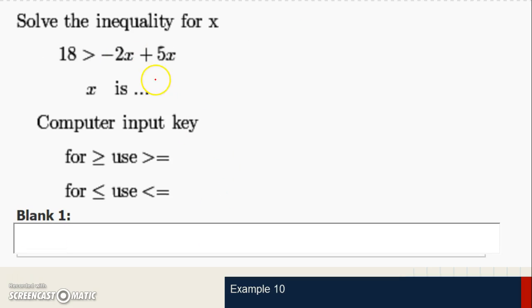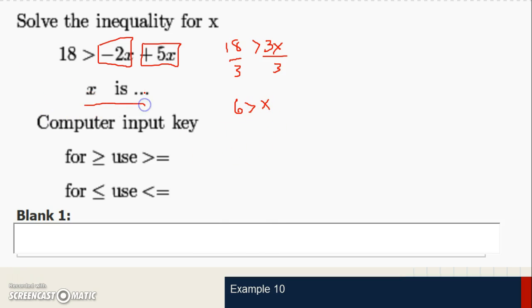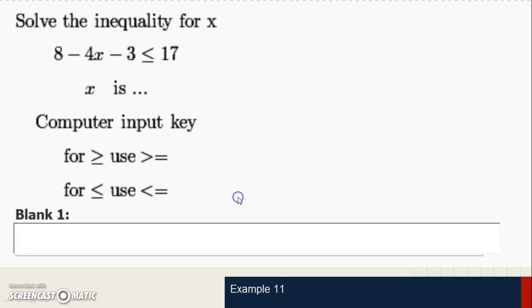Our next multi-step, these are like terms that I need to combine. So 18 is greater than 3x. I divide by 3. And 6 is greater than x. I need x to be on the left-hand side because that's how it's written. X is something. So x is less than 6. 6 is bigger up here, 6 is bigger down here. Nothing has changed. So x is less than 6 is how I'll write that in.